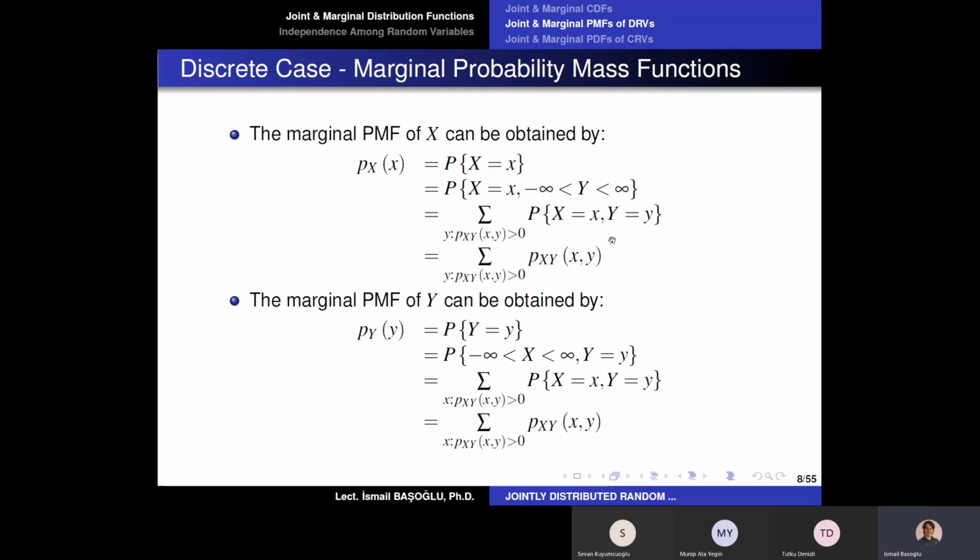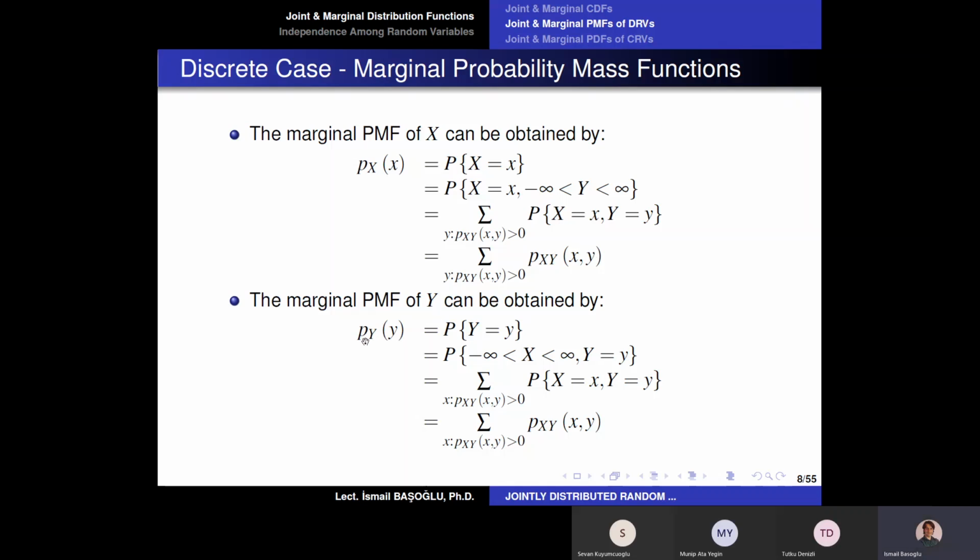So if you sum up the joint probability mass values where X is equal to x, but Y is taking different values, for all possible values of y, that is, the joint probability mass values where X takes the value of x and Y takes any value of y, then you calculate the marginal probability mass value of x. So the marginal probability mass value of x requires a summation over all possible values of y, and that is equal to the sum of the joint probability mass function of x and y.